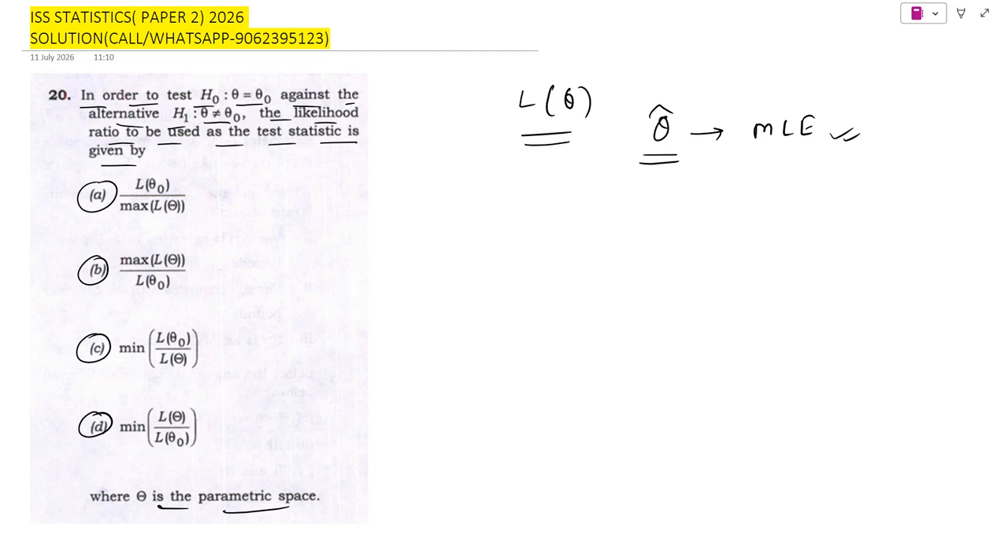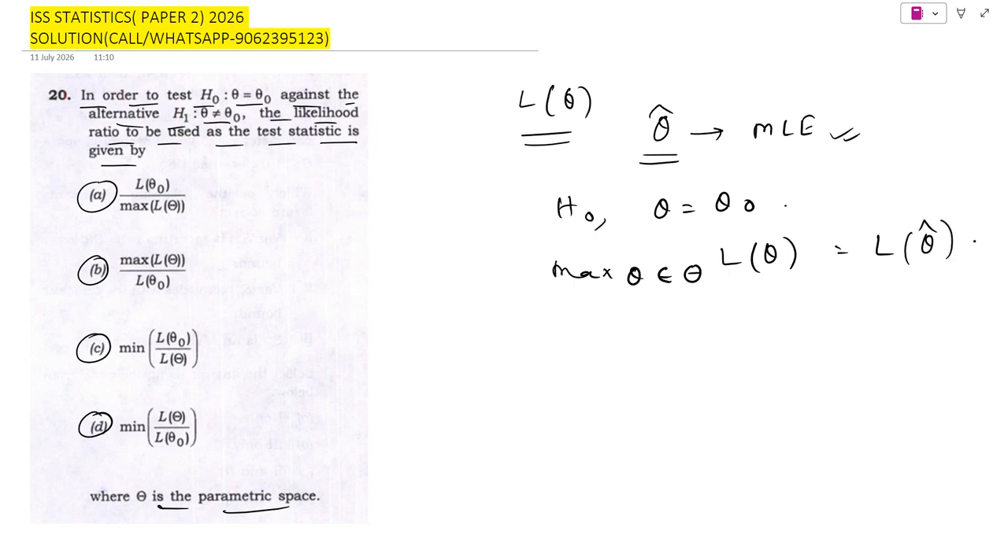Now, ask yourself, what are we comparing? We compare the likelihood under the null hypothesis with the largest possible likelihood over the entire parameter space. So mathematically, the numerator is L(theta 0), because under H0 theta equals theta 0, and the denominator is the maximum likelihood over the parameter space, because the denominator should represent the best possible explanation of the observed data. So therefore, the likelihood ratio is this.